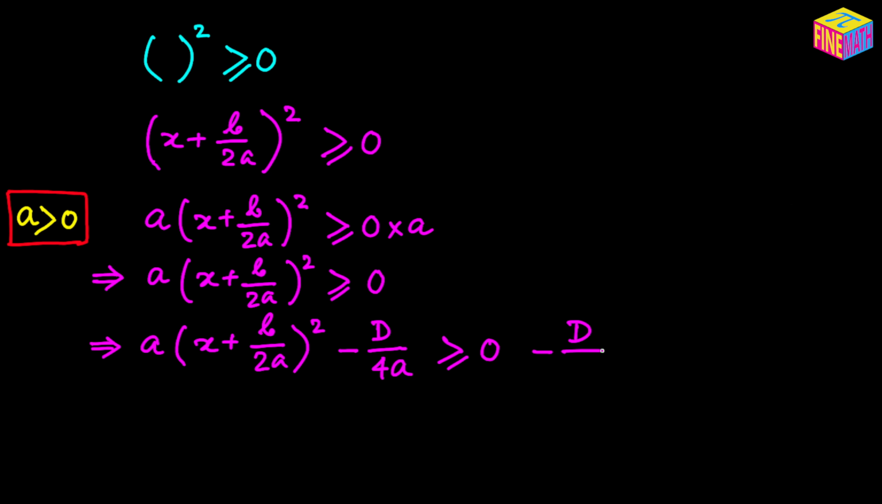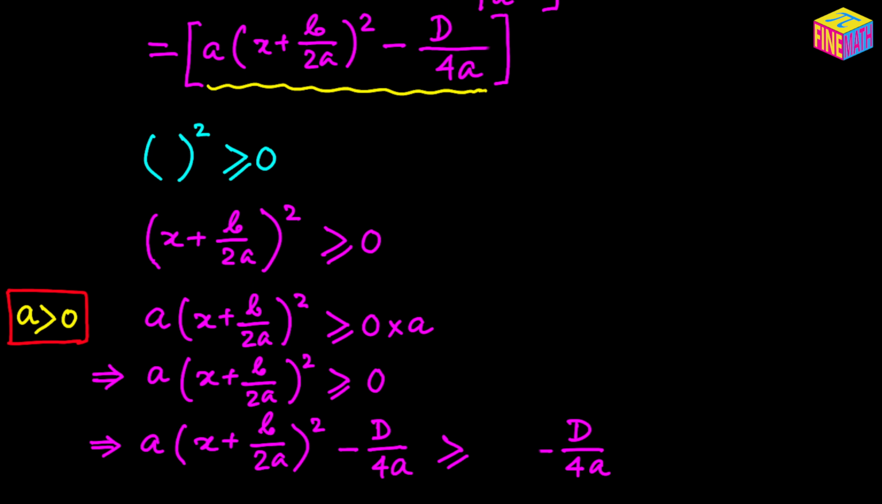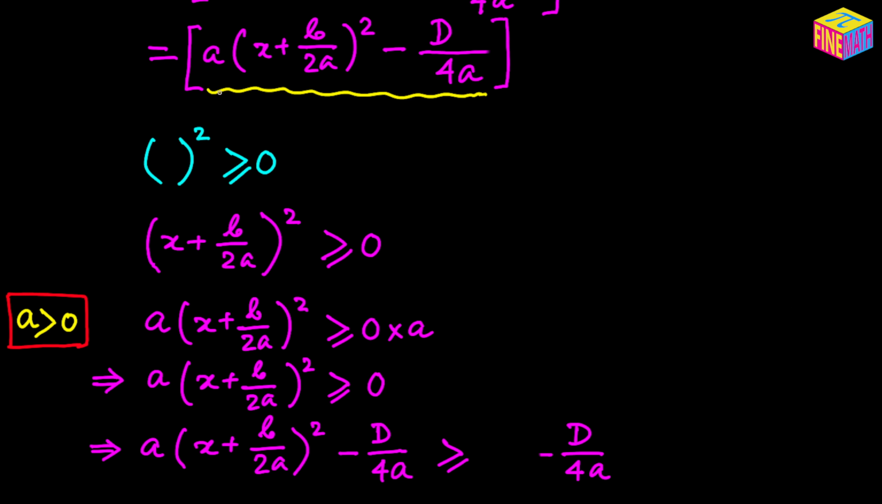So d by 4a here also on the right hand side, and 0 minus something, I can clearly remove the 0, because 0 minus something is negative of that quantity. So I can write it like this. Now from here you see that the quantity that we have here exactly matches our quadratic function, which was right here. This is our quadratic function.